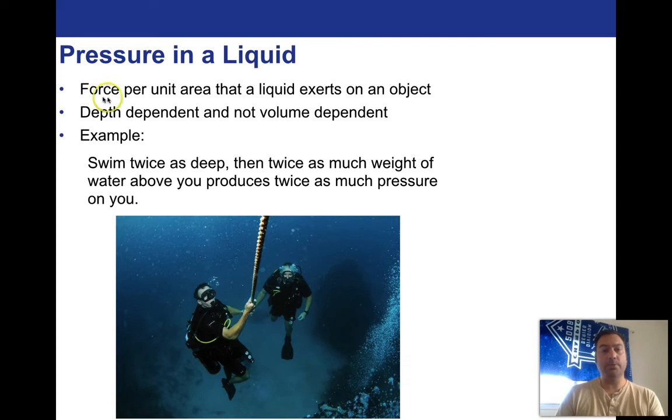So pressure in a liquid is the force per unit area that a liquid exerts on an object. And it's depth dependent. It's not volume dependent. So these two people here are different volumes. They're not going to be exactly the same size. But the one that's going to be feeling more pressure is going to be the one that's deeper in the water. So, for example, if you swim twice as deep, then twice as much weight of water above you produces twice as much pressure. This is common sense. So the person who's taking this photograph is under considerably less pressure than these two divers right here that look like they're diving on a coral reef.